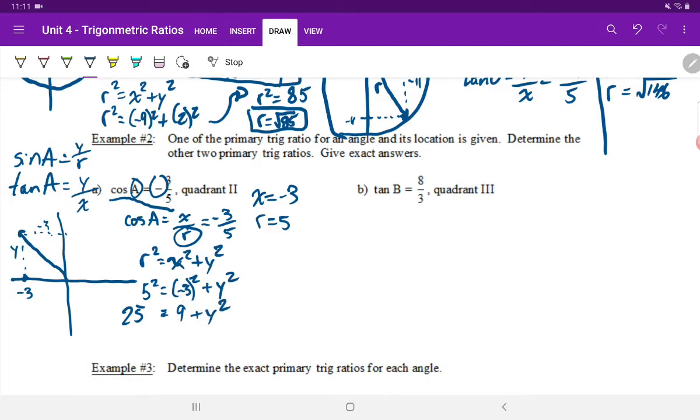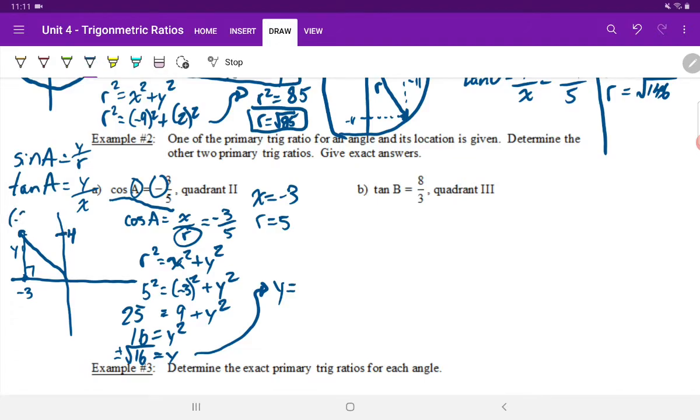Do 25 minus 9, bring the 9 over, leave y squared there. You end up with 16 equals y squared. Take the square root. Now we know that it can be plus or minus the square root of 16, meaning that -4 squared would equal 16, but also +4 squared will equal 16. But because we're in quadrant 2, this has to be the number 4, +4.